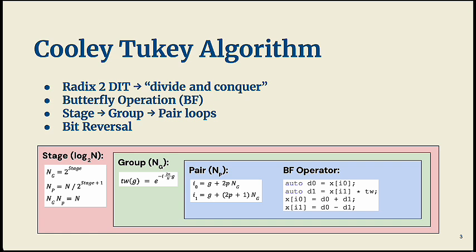Next is the group level loop, which consists of Ng iterations, and all group level butterfly operators share the same twiddle factor, shown as TW. After that is the pair level loop, which consists of Np iterations. This loop calculates the two indices for the butterfly operator, and then it performs the butterfly operator on those two indices. In addition to this, it's also common to process the input with a bit reversal. For more efficient memory usage, the FFT can perform in-place computations, and in order for the output to be in order, the input must be bit reversed.